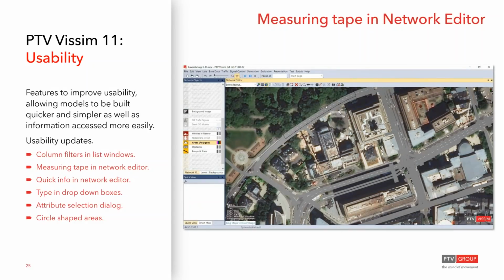feature. Another feature which was wished for a very long time is the measuring tape. So you simply click in your network editor on the measuring tape, and you can measure the connection between 2 points. You can measure along a link sequence, a link route, and it gives you the numbers also for individual values.